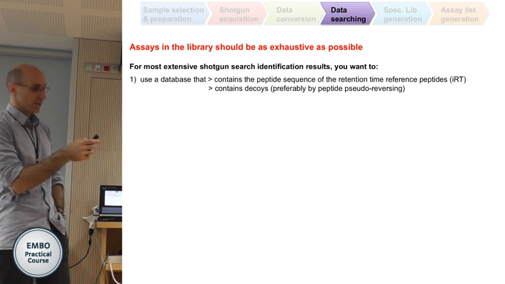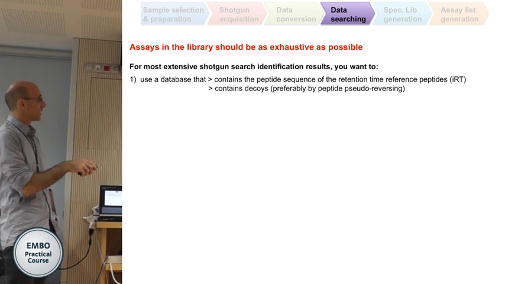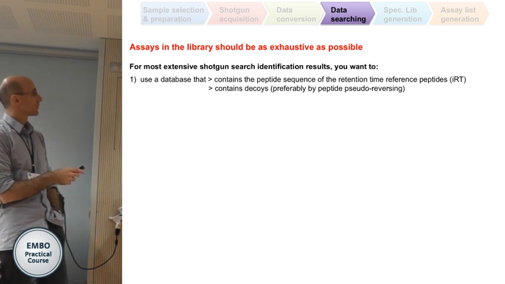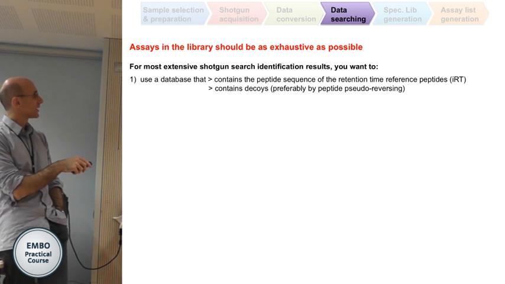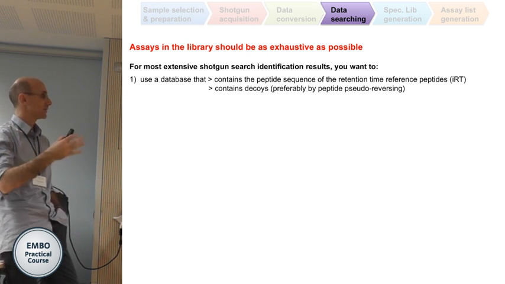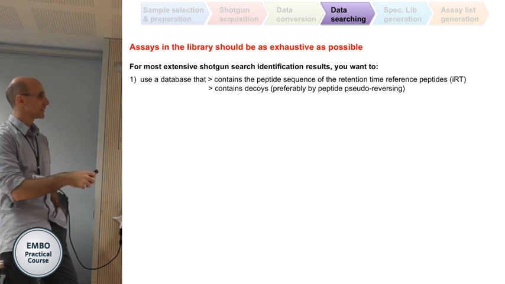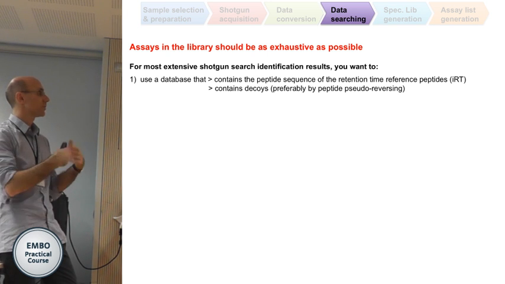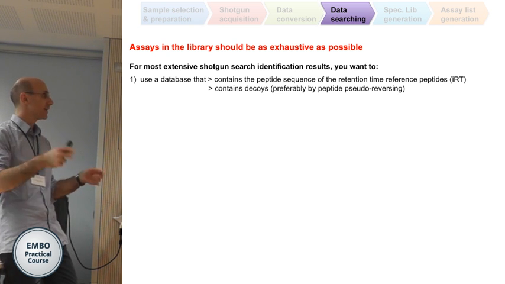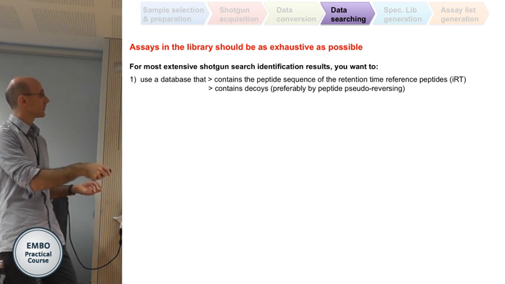Now I'm going to speak about data searching. So these are basically simple parameters that everybody uses in shotgun. We recommend to use a database containing the peptide sequences together with the retention time peptides. These iRT peptides, in order to realign your runs, should be embedded in your database. This allows you to automatically detect them on the fly and to perform a realignment very easily.